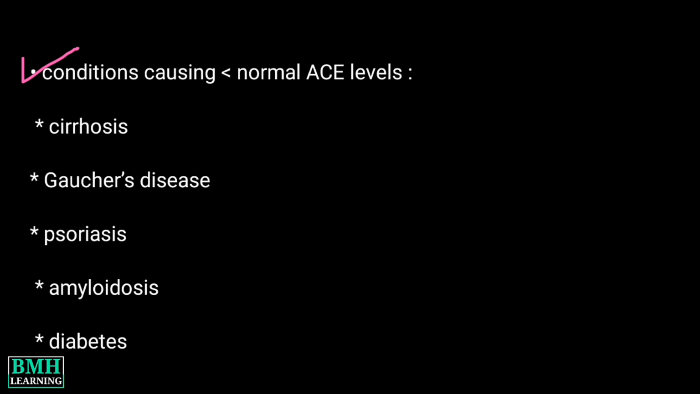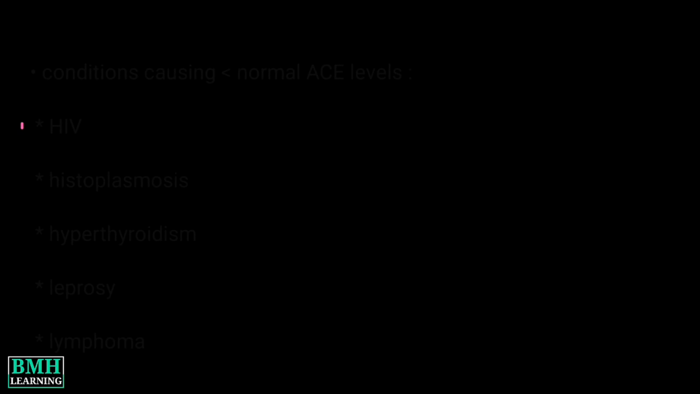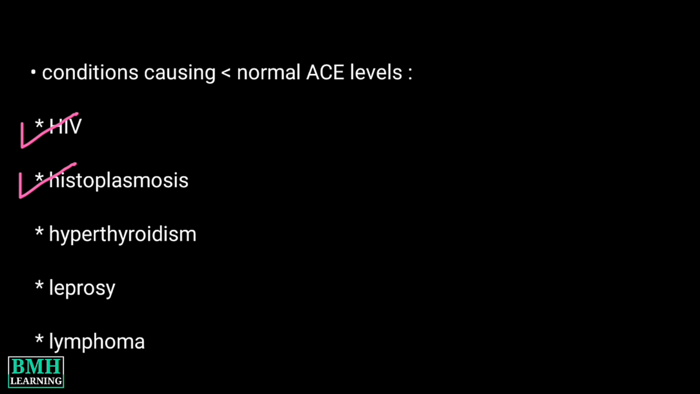Conditions that may cause higher than normal levels of ACE include cirrhosis, Gaucher's disease, psoriasis, amyloidosis, diabetes, HIV, histoplasmosis, hyperthyroidism, leprosy, lymphoma, tuberculosis. But along with an ACE level test, other tests are usually done for the confirmatory diagnosis of these diseases.